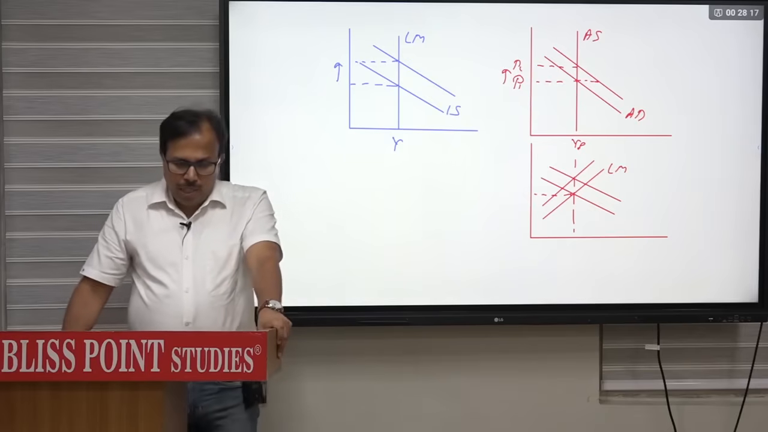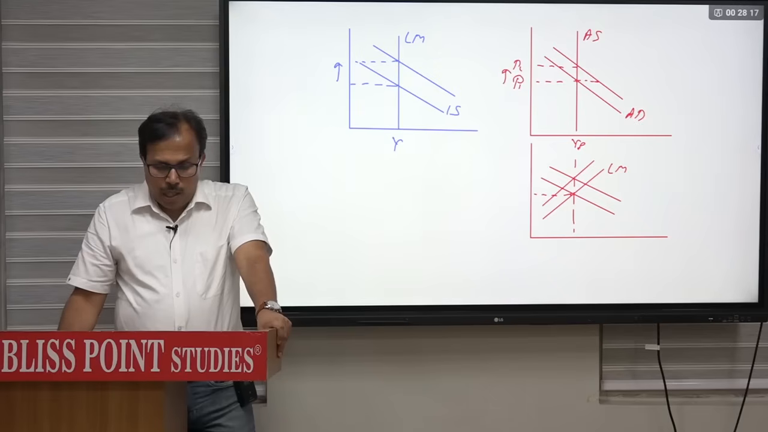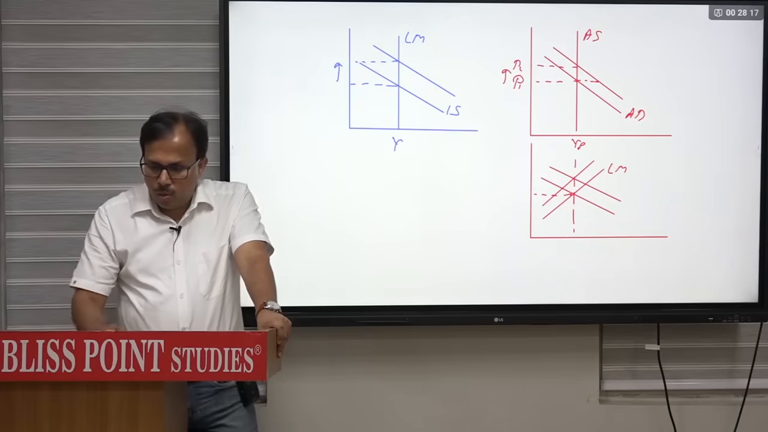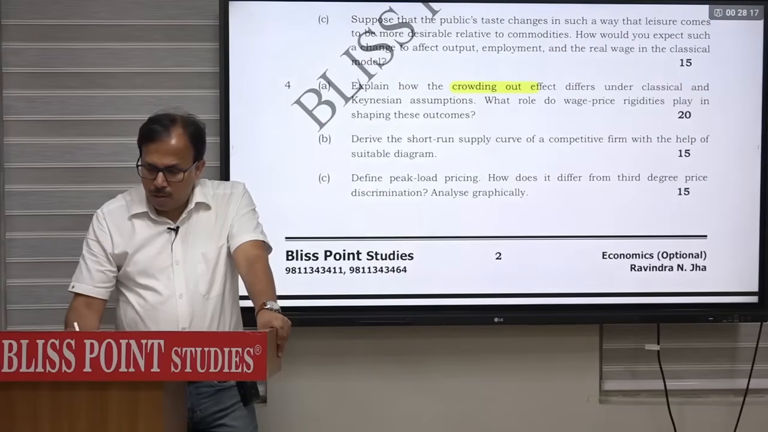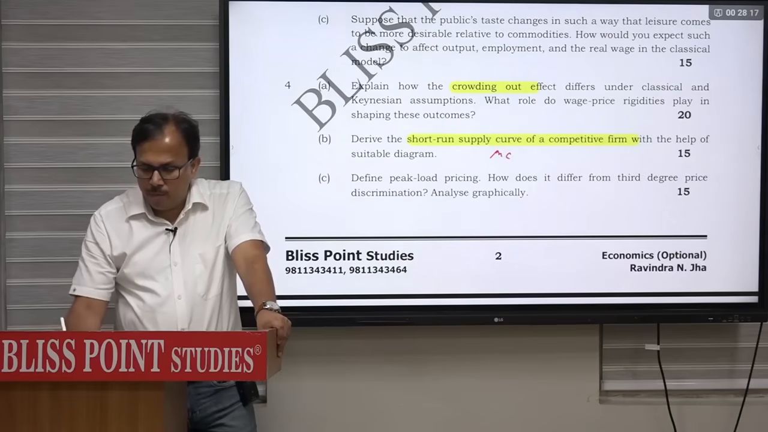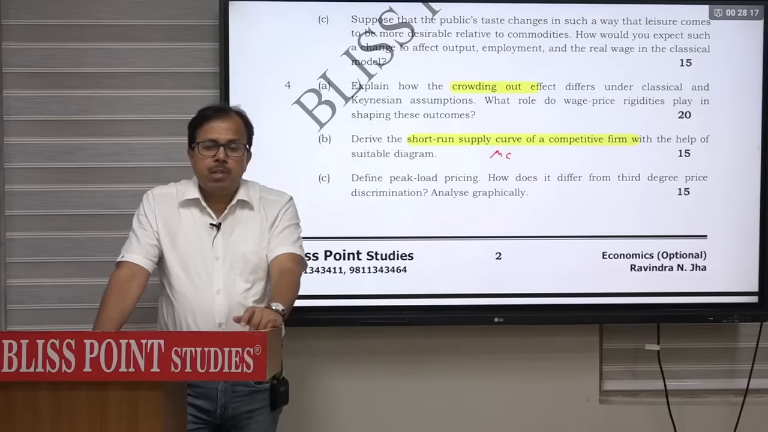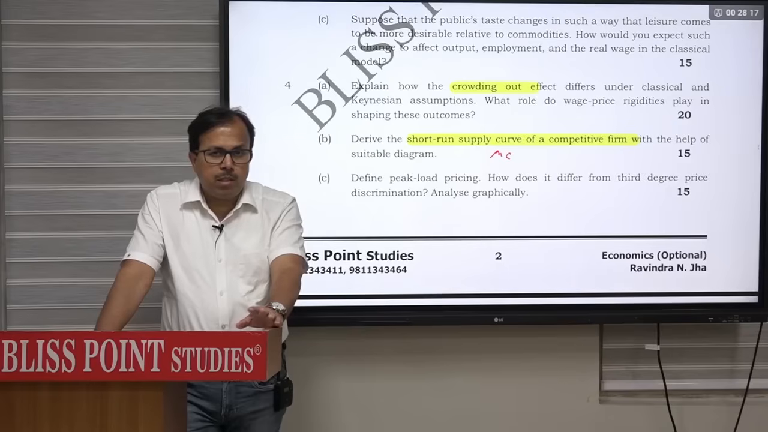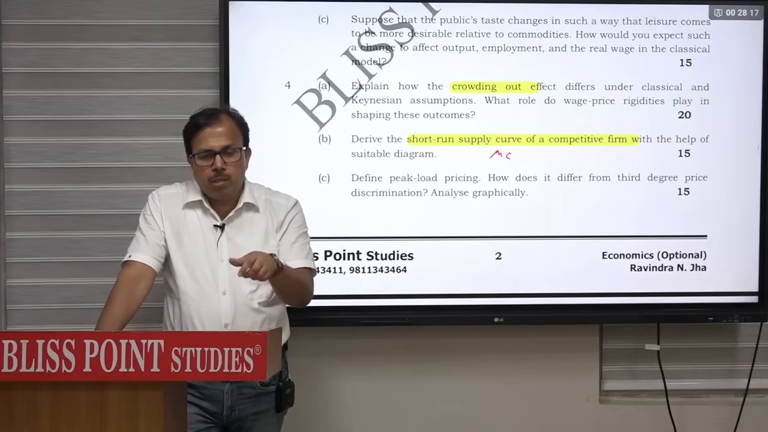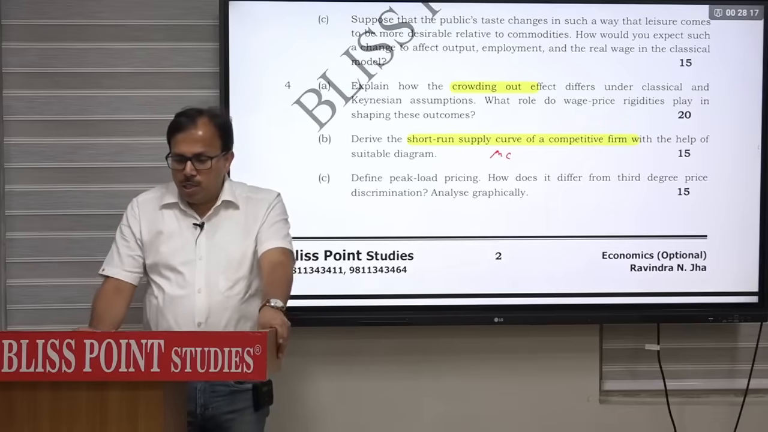Then fourth B is derive the short run supply curve of a competitive firm with the help of suitable diagram. ये क्वेश्चन I can say easy और डायरेक्ट क्वेश्चन है. Short run supply curve of a competitive firm. So we know that short run supply curve of a competitive firm is marginal cost curve. But it is not the complete marginal cost curve. It is only that part of marginal cost curve which is above the average variable cost curve. Not only rising, it is that part which is above the AVC. Only that part is basically the supply curve.